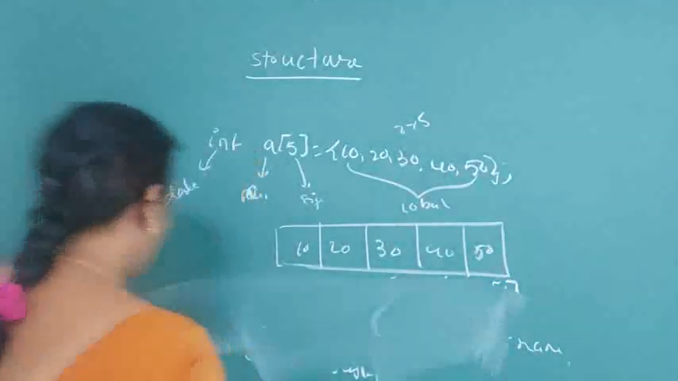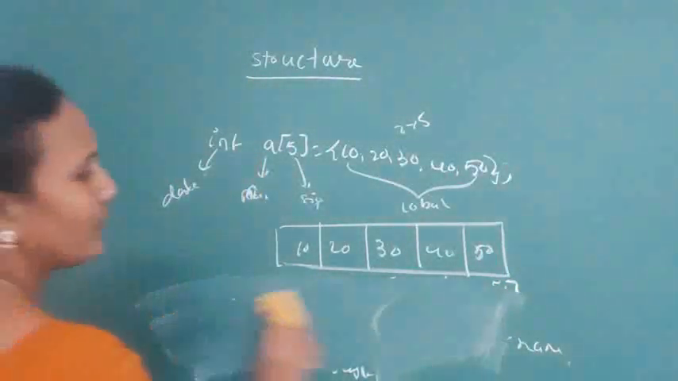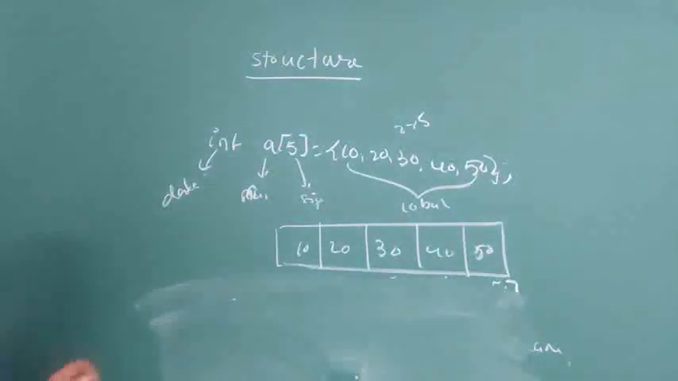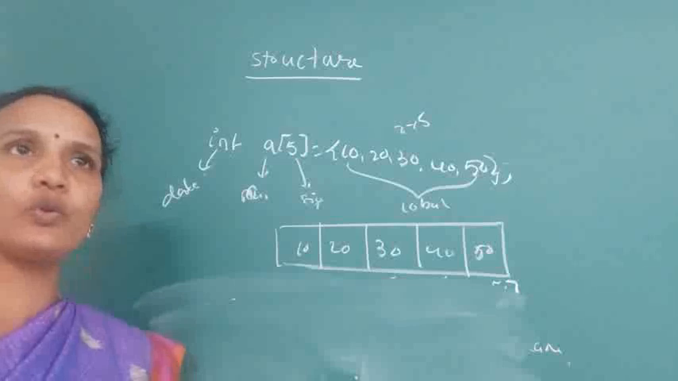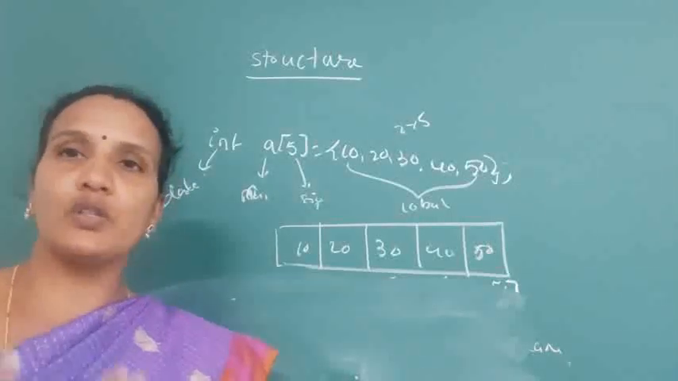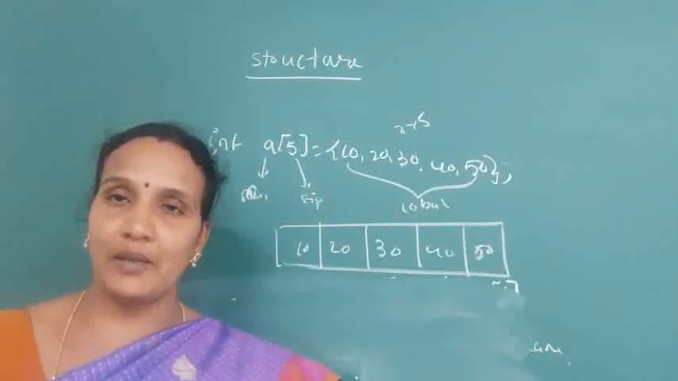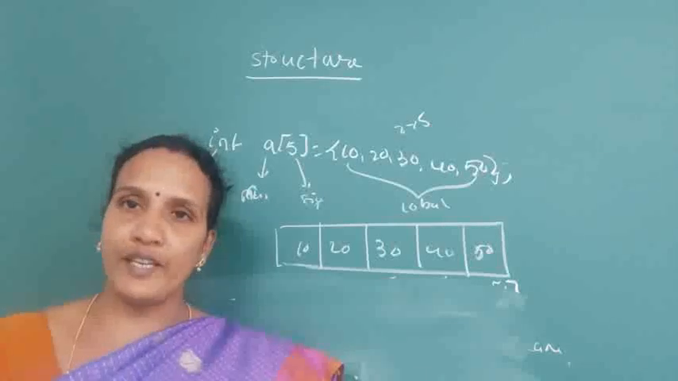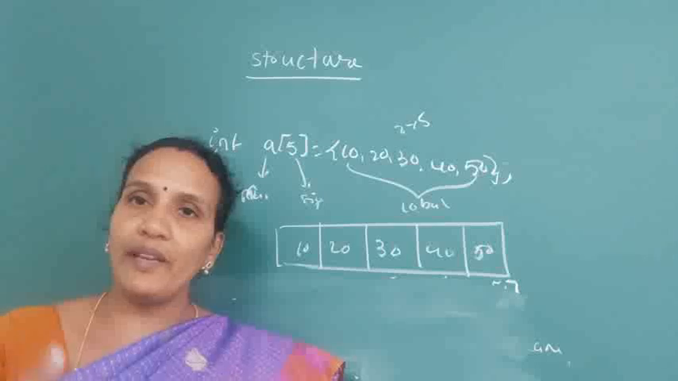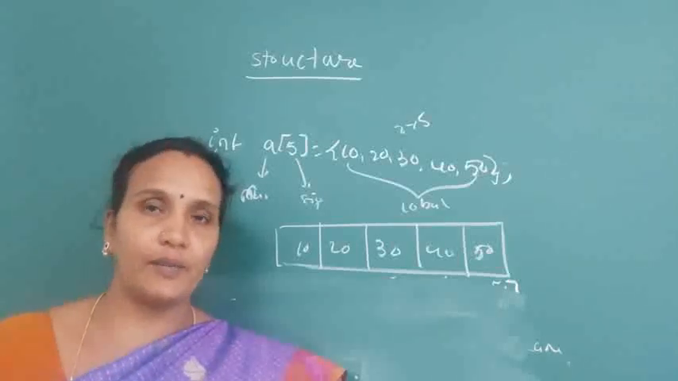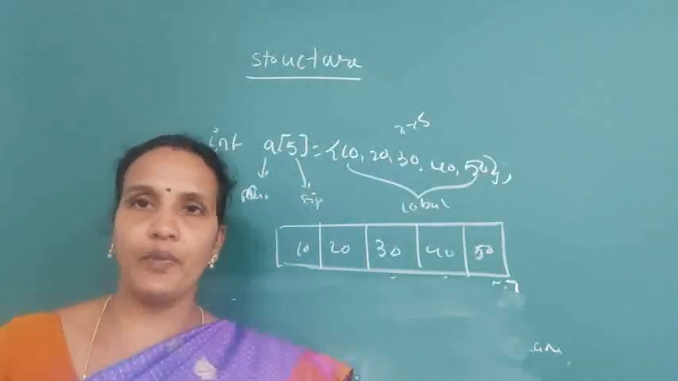But the disadvantages: see here, whatever elements you are storing, those elements should be of the same data type. It means if you want to store a record like a student number, father's name, marks, student name, of different data types, one is a character, one is a float, one is an integer, and you want to mix the elements of different data types, an array is not suitable.